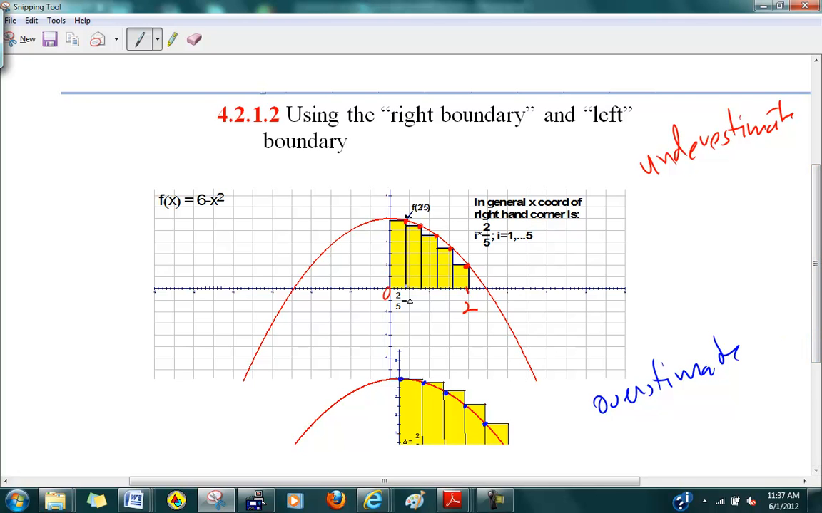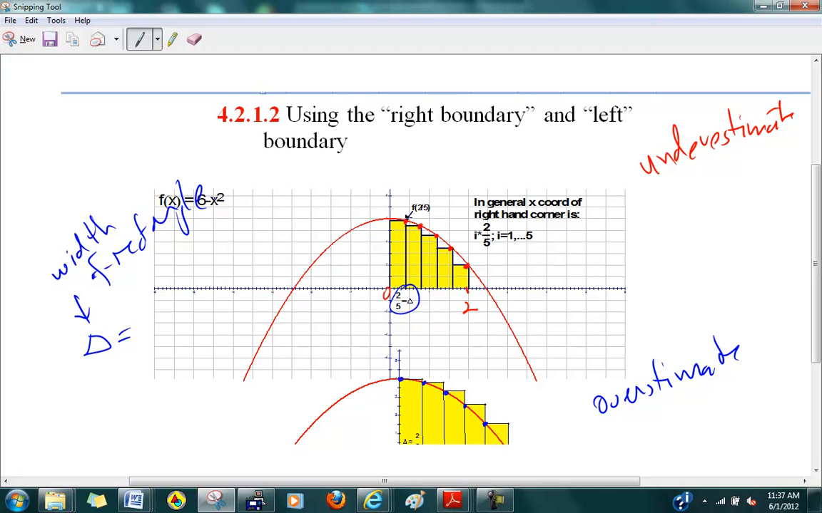Now, I think Kylie was asking me, what is this little thing here? Is that right, Kylie? Yeah. That stands for delta, and delta is the width of the rectangle. The Greek letter delta. In general, what is the x-coordinate of the right-hand corner? No, we're going to work with constant deltas. In calculus, we'll make it variable. Today we do constant.